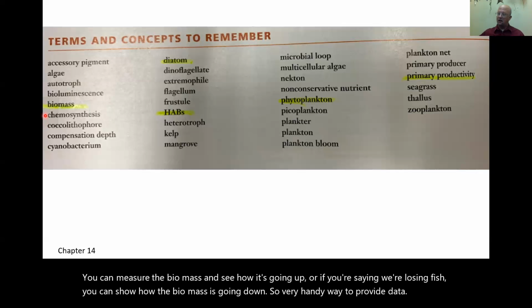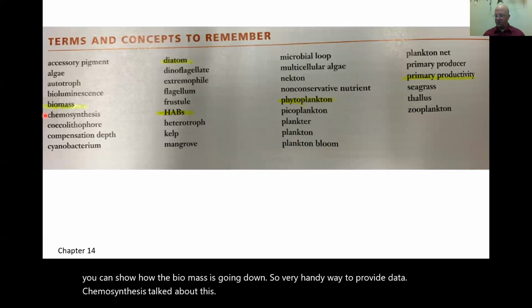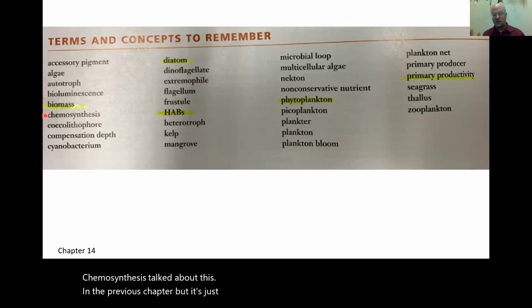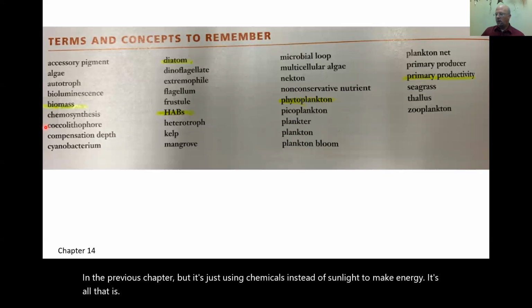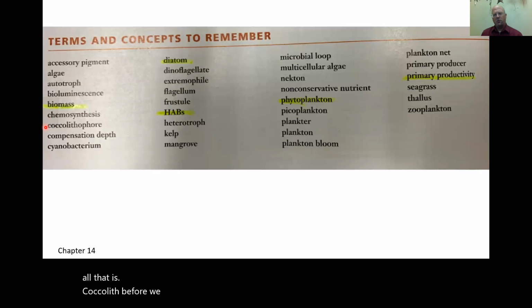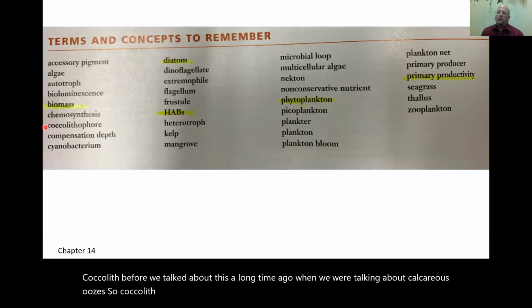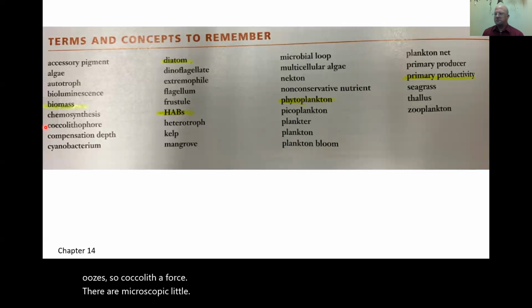Chemosynthesis, we talked about this in the previous chapter, is just using chemicals instead of sunlight to make energy. That's all that is. Coccolithophore, we talked about this a long time ago when we were talking about calcareous oozes. Coccolithophores are microscopic little organisms that live in the ocean. The cliffs of Dover are made out of them. They're kind of cool, but don't worry about them.